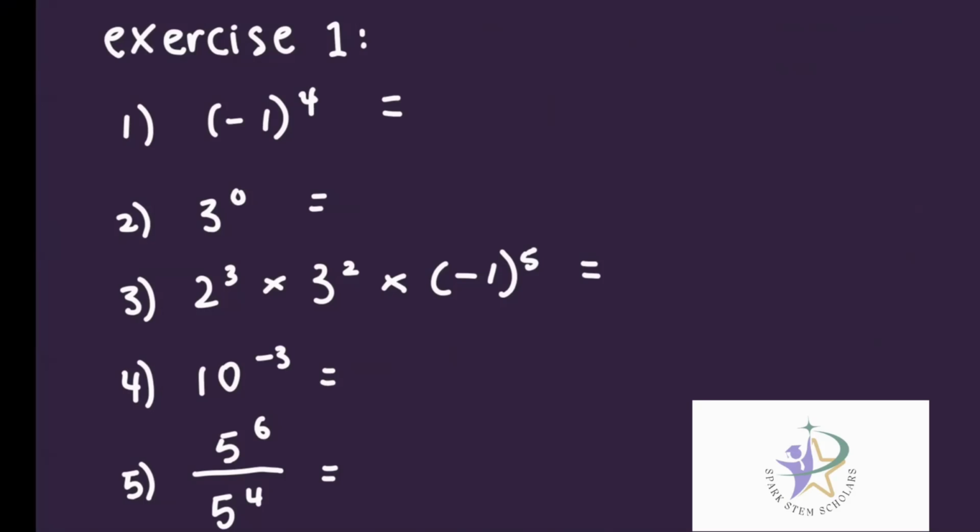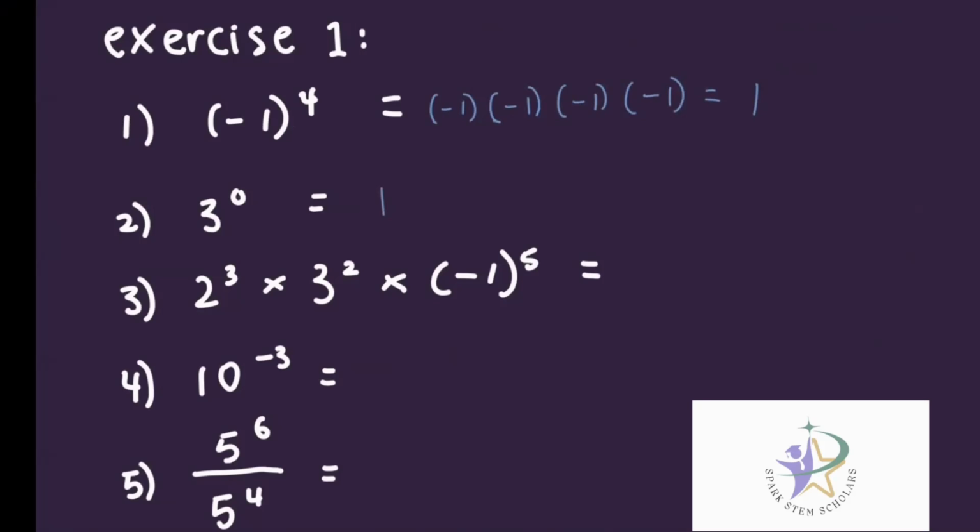Okay, so (-1) to the fourth power. That is -1 times -1 times -1 times -1, which is just 1. And for the second question, we have 3 to the 0. If you remember your rules, anything to the 0 is equal to 1. So the answer for 2 is 1.